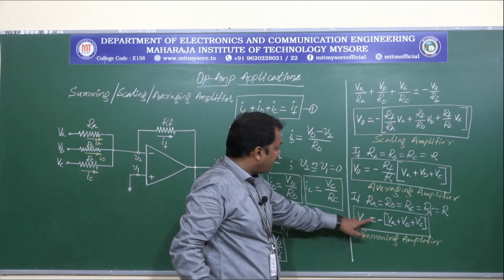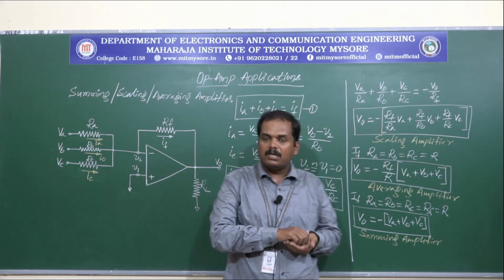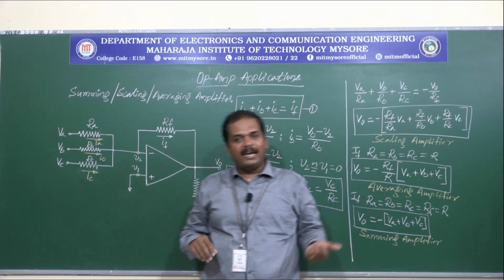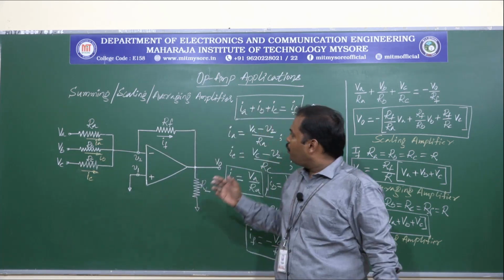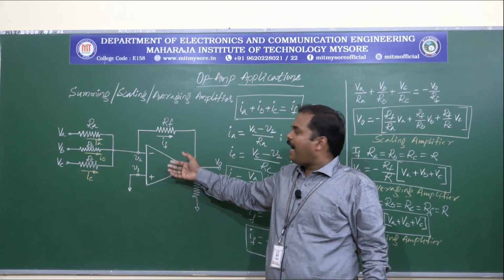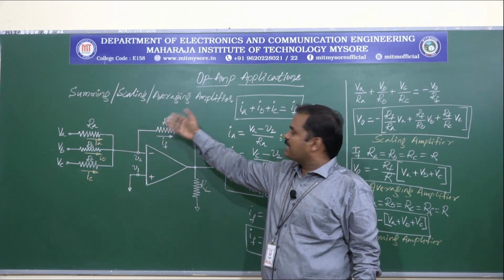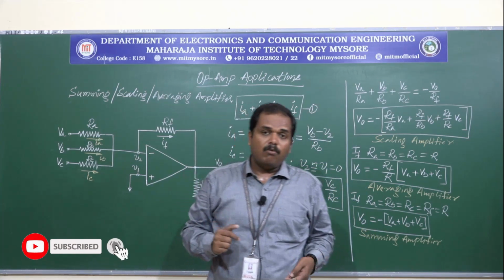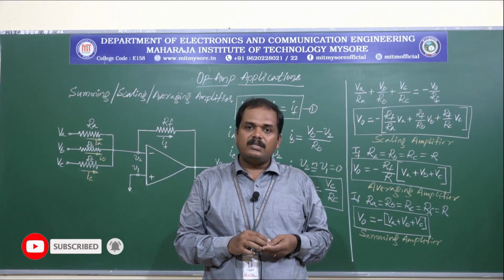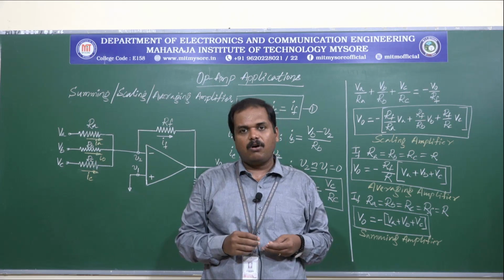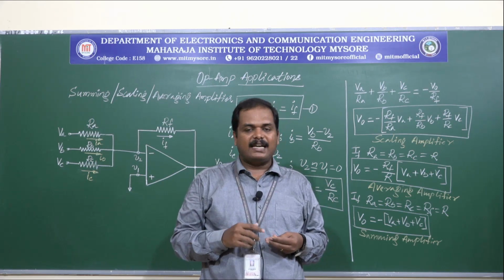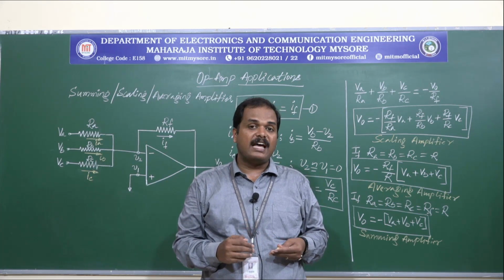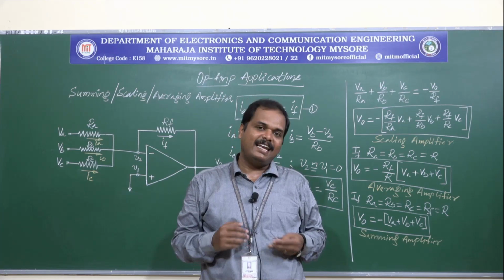So we have this negative sign in all the equations because the op-amp is connected in inverting mode. So this is the working of an op-amp circuit as a summing amplifier, scaling amplifier and averaging amplifier. So that's all we have for this session. In this session we have understood three applications of op-amp. One is inverting, second is non-inverting, and the third is the summing amplifier, which can also be used as an averaging amplifier and scaling amplifier.